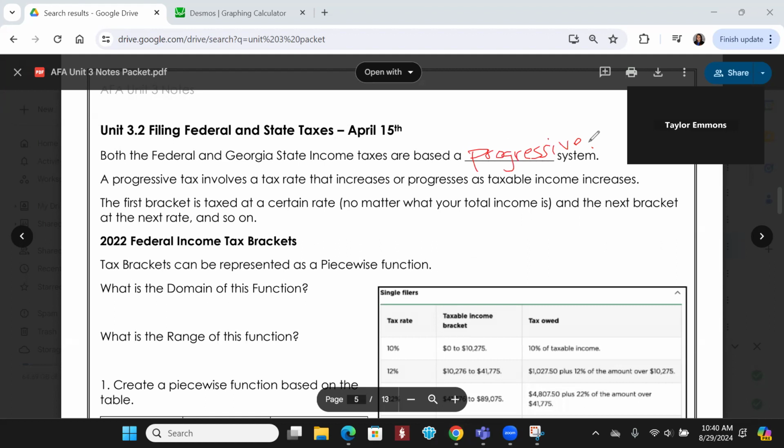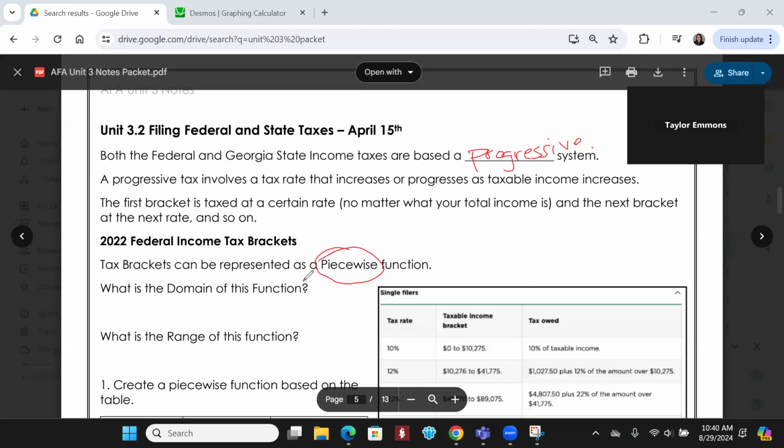First bracket is taxed at a certain rate, no matter what your total income is, and the next bracket at the next rate, and so on. Okay, cool. So tax brackets can be represented as a piecewise function.